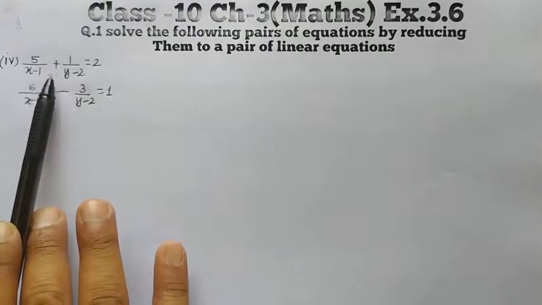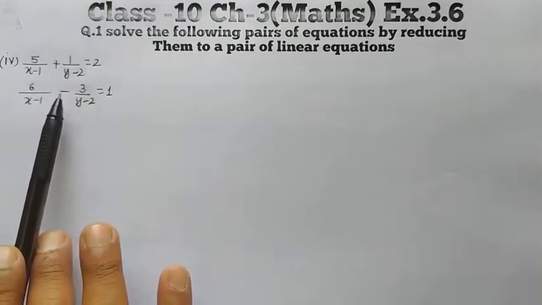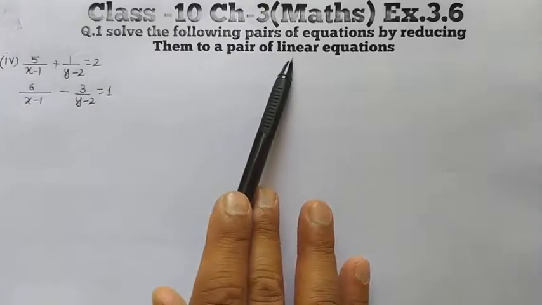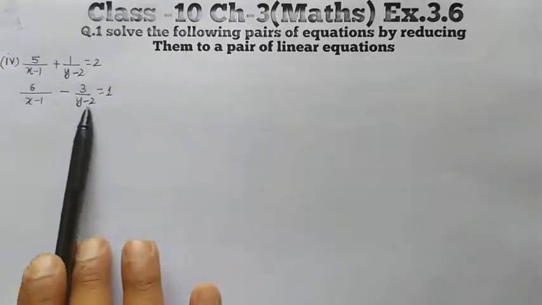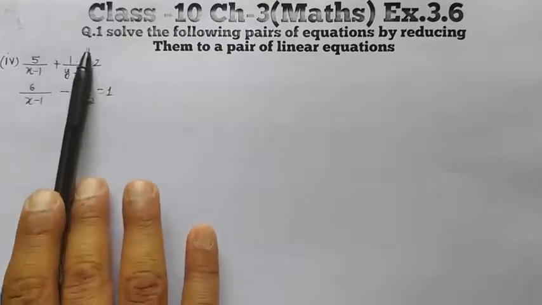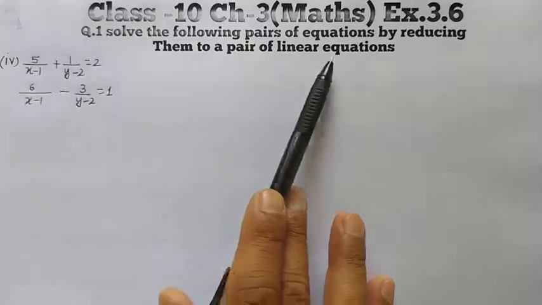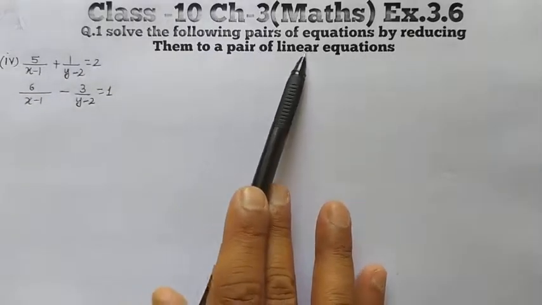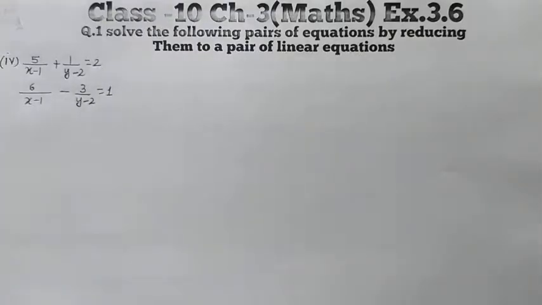First of all, we will change this pair of equations into a pair of linear equations. These are not in the form of linear equations. So first of all, we'll reduce them into linear equations. Then we'll solve this. And we'll do this by doing some suitable substitution.